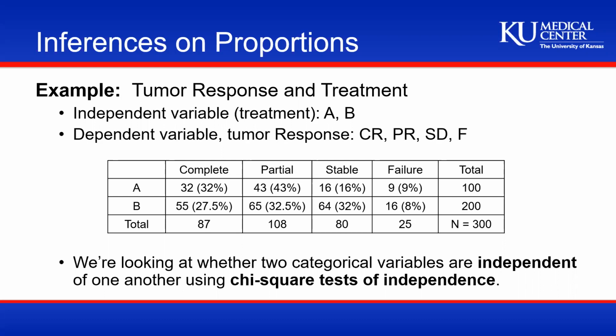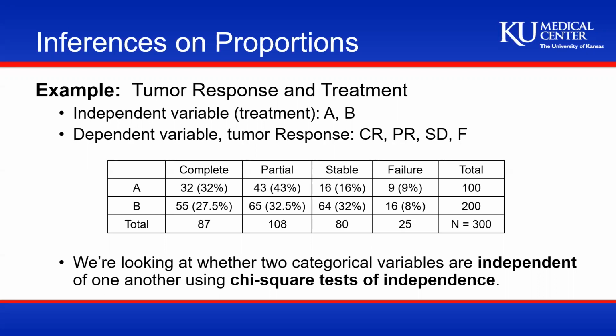Now let's look at inferences on proportions again, but now we have more than two groups. I shouldn't say more than two groups. We do have more than two groups, but it's actually on the dependent variable as opposed to just a yes-no response. Now we have an ordinal response.